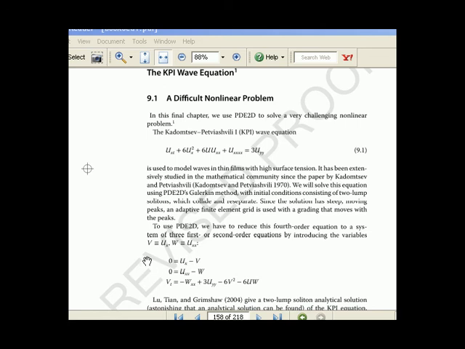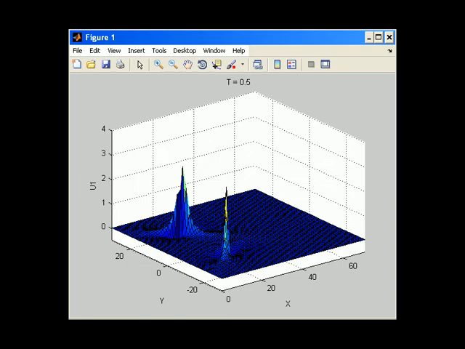So now we're going to show the solution in a case where we have two waves headed toward each other diagonally. We start out with two separate waves headed for each other diagonally. They'll pass through each other and continue on the other side. Unfortunately, this is a little slow on this computer.